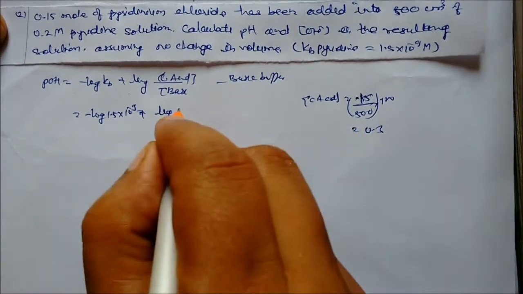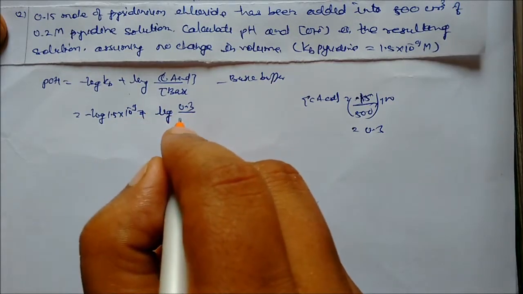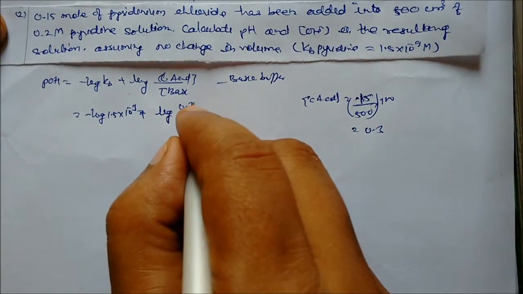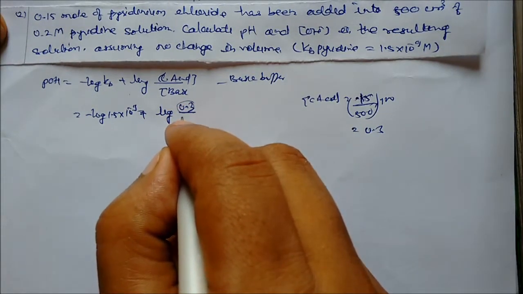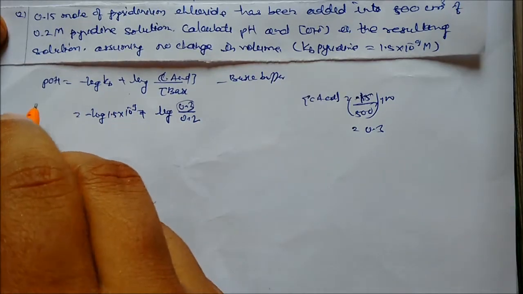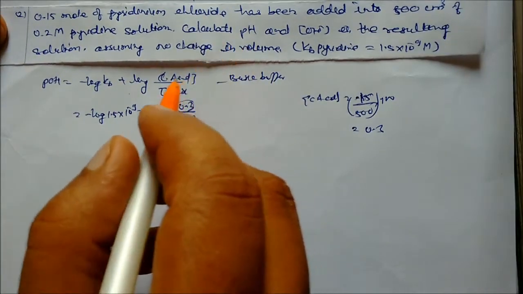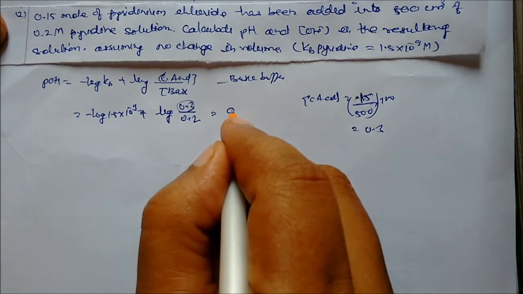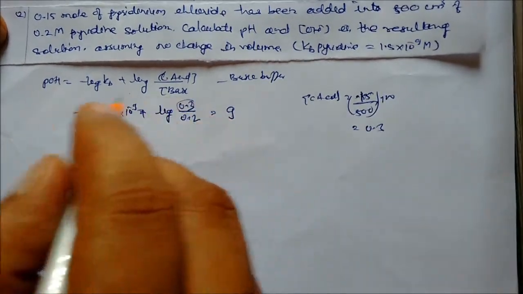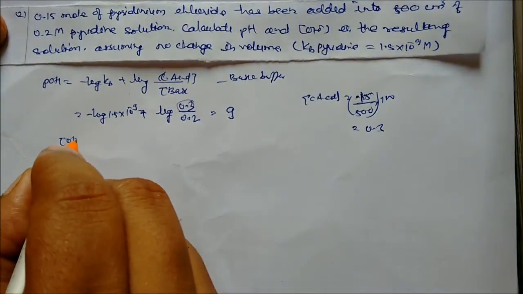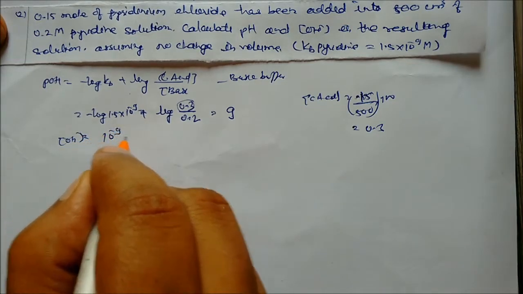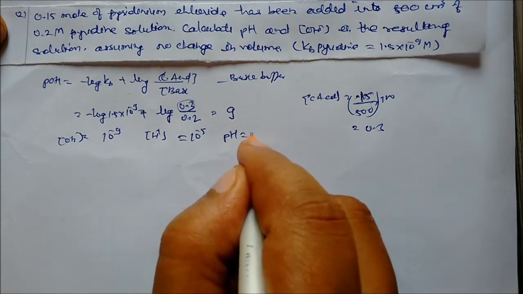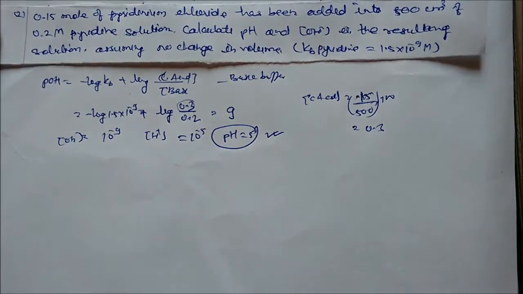So you can put 0.3 directly, and the base, pyridine, is 0.2 molarity. The volume is the same, so you can write the mole value only, and it is again 0.2. So what is the pOH? We can find it out, and on solving we get the answer 9. So the concentration of OH will be 10 to the power minus 9, and the concentration of H plus will be 10 to the power minus 5. So the pH will be 5. This is our answer.